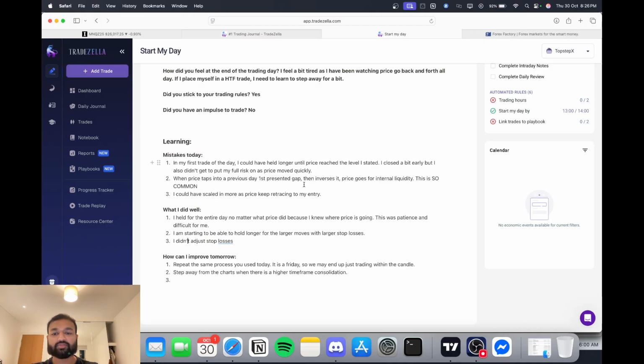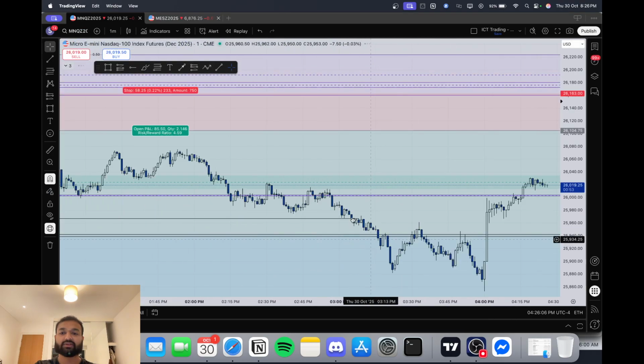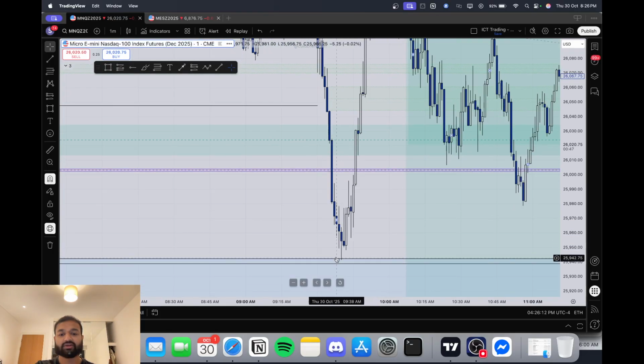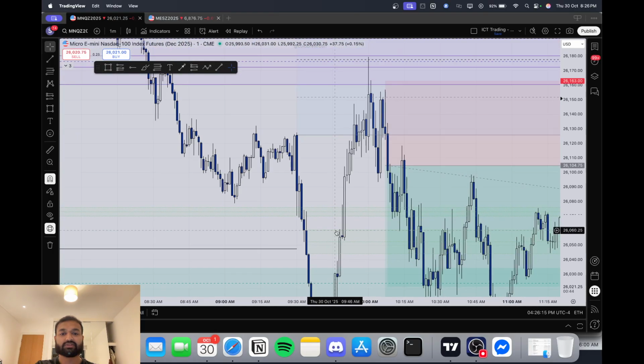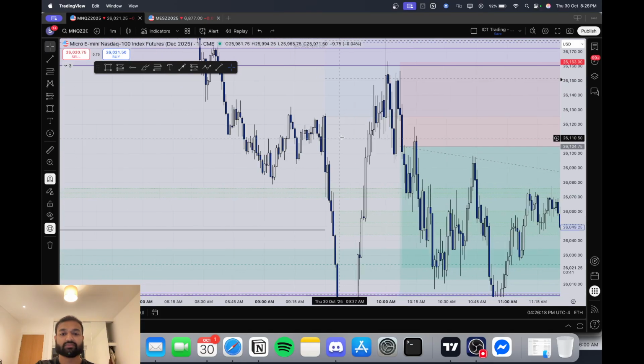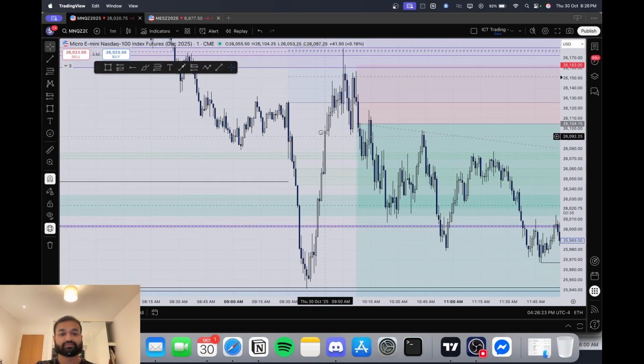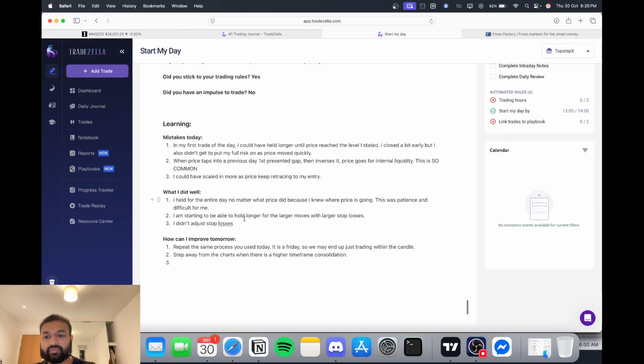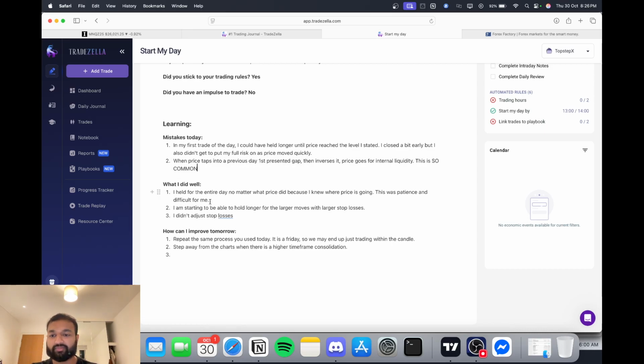When price taps the first previous day gap, then inverses, price usually goes for internal liquidity. Like, look at this. Oh, price actually took out previous low, inversed this, and then it just went for liquidity. So that's quite common. So I could have scaled in more as price kept retracing to my entry. I don't really think I should have done that. To be honest, that's not really a mistake. I've not even planned for that.